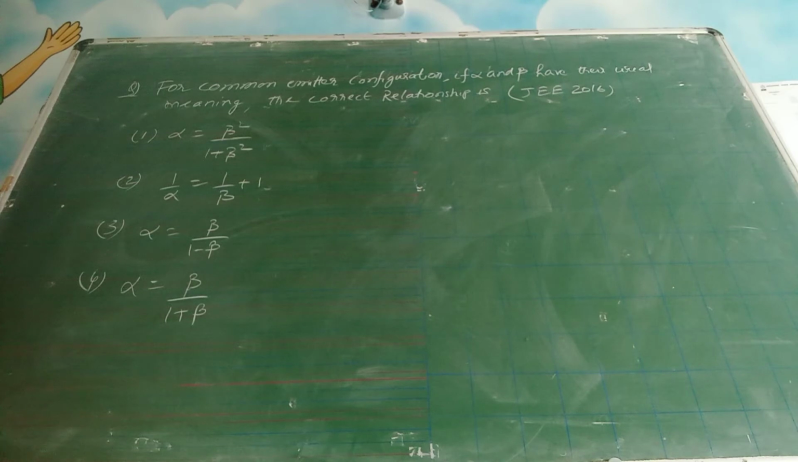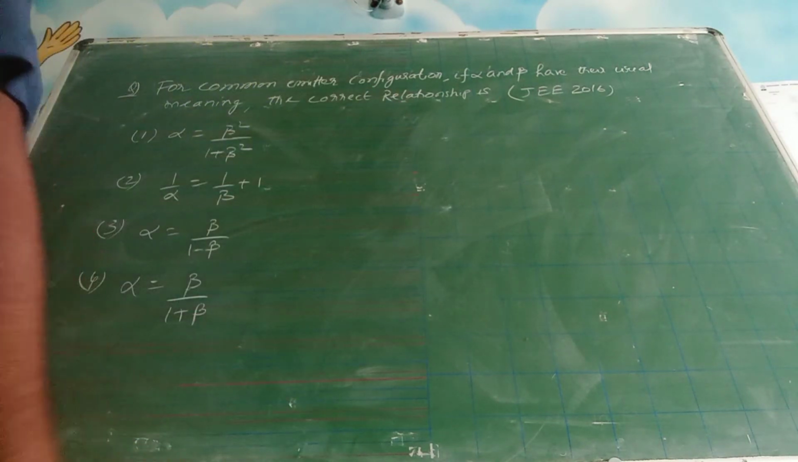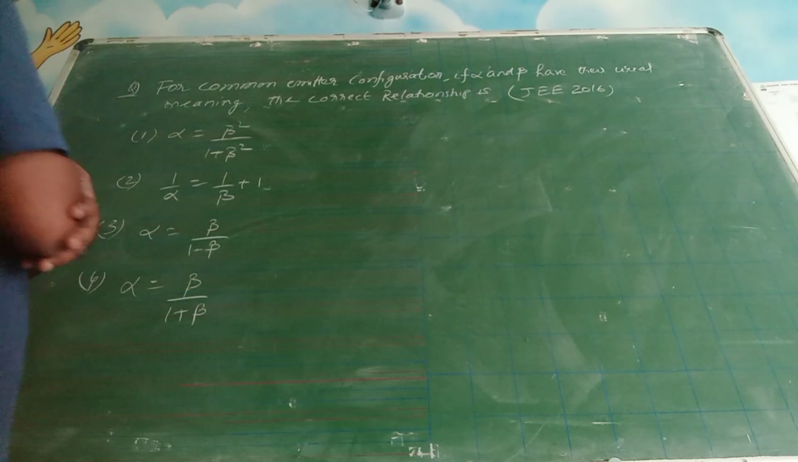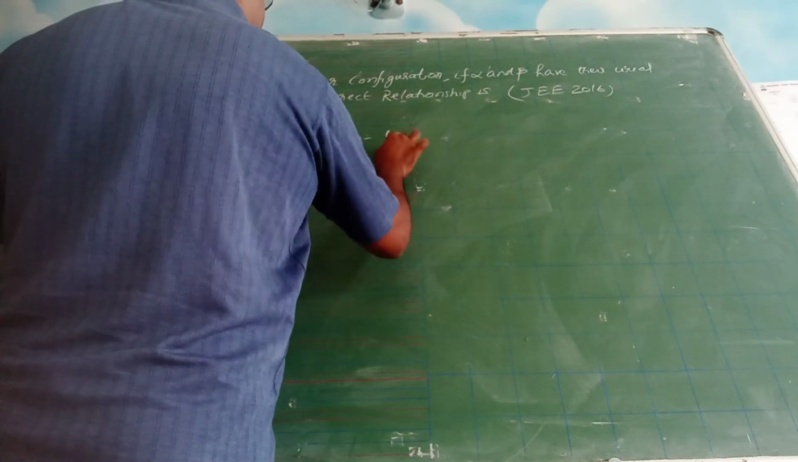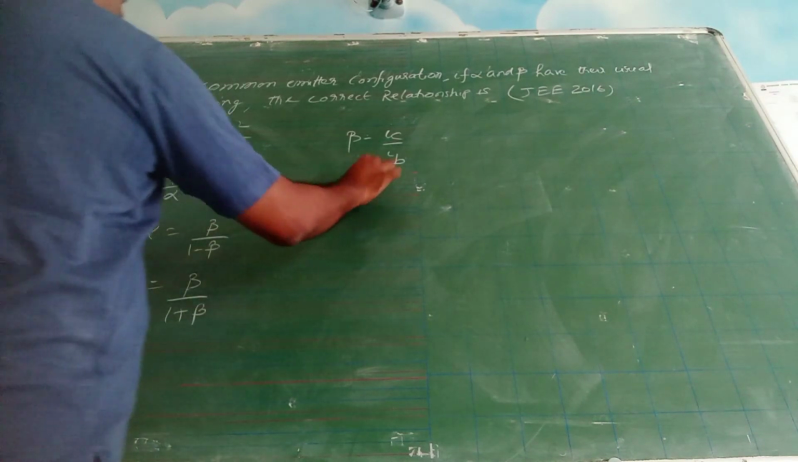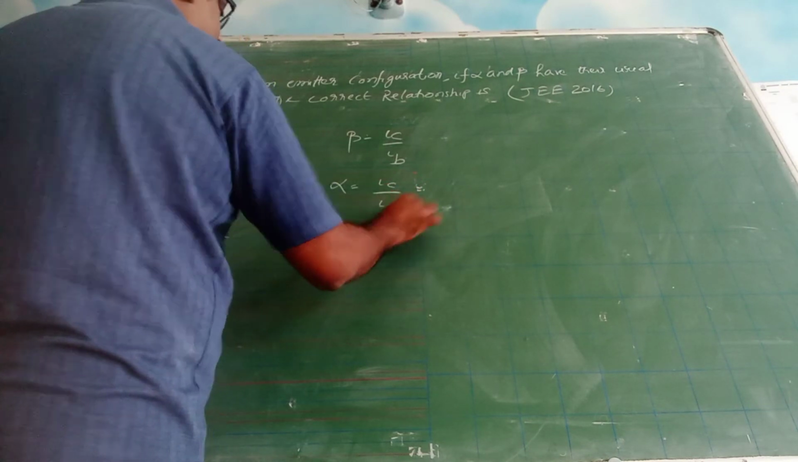Look at the next question. For common emitter configuration, if alpha and beta have their usual meaning, the correct relationship is... This came in JEE 2016. See, what are alpha and beta? Sometimes this is written as CE configuration, so don't get confused. We were discussing these transistors, and there we came across this term. So there, beta was IC by IB, where C is the collector and B is the base, and alpha is IC by IE, the emitter current.